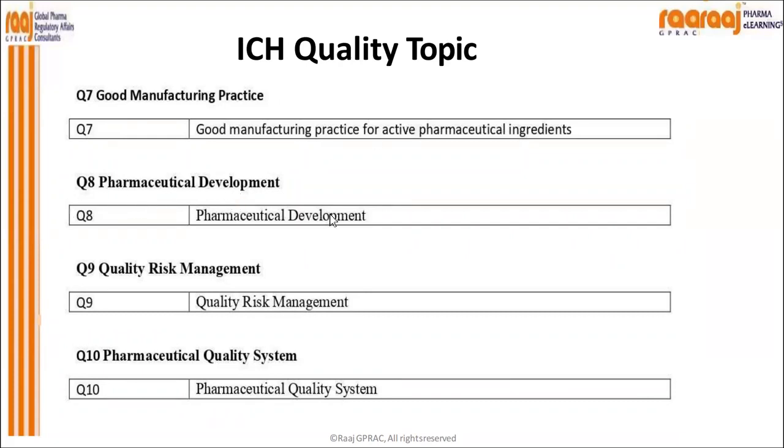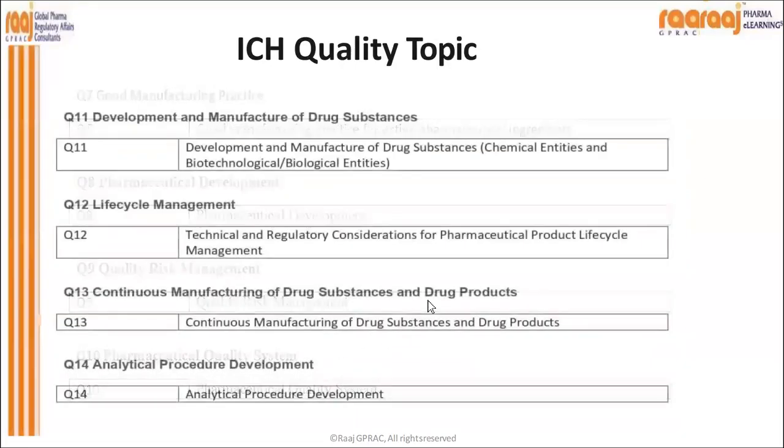Q8 talks about the pharmaceutical development. Okay. Q9 quality risk management. Q10 pharmaceutical quality system. Q11 is the development and manufacture of drug substance. Okay. QbD you might have heard about. Then Q12 life cycle management. Then Q13 continuous manufacturing of drug substance and drug product. And Q14 is analytical procedure development.